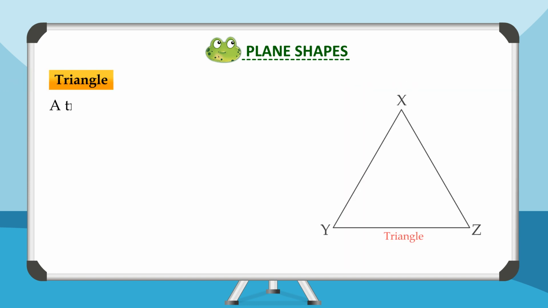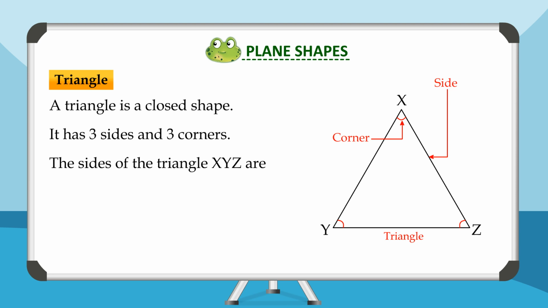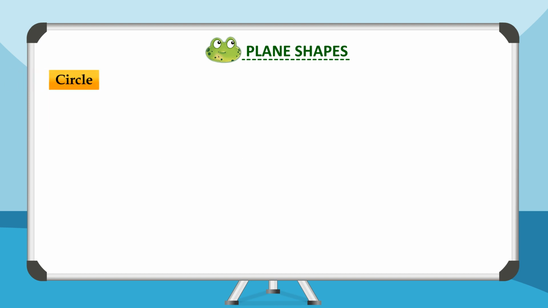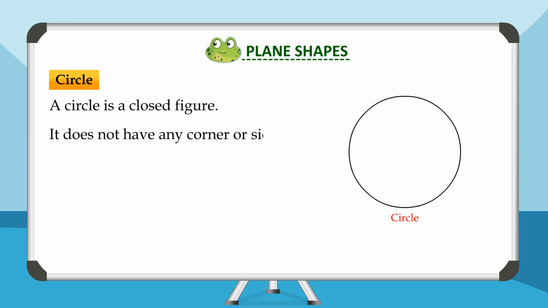Triangle. A triangle is a closed shape. It has 3 sides and 3 corners. The sides of the triangle XYZ are XY, YZ, and ZX. The corners of the triangle XYZ are X, Y, and Z. Circle. A circle is a closed figure. It does not have any corner or side.